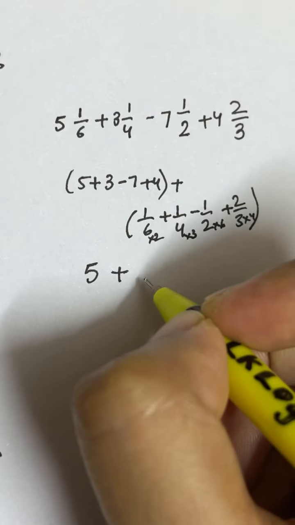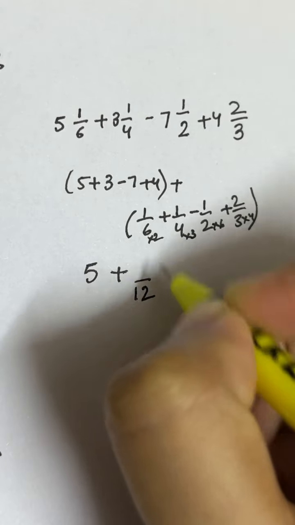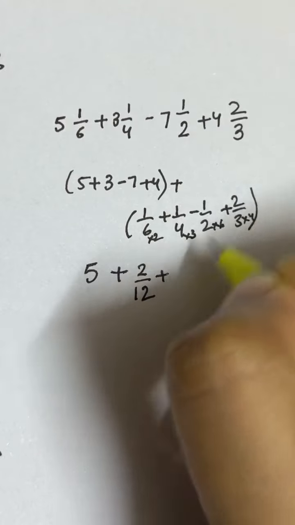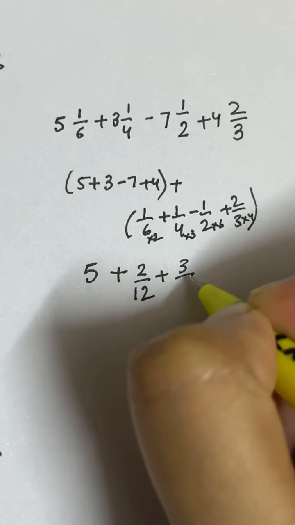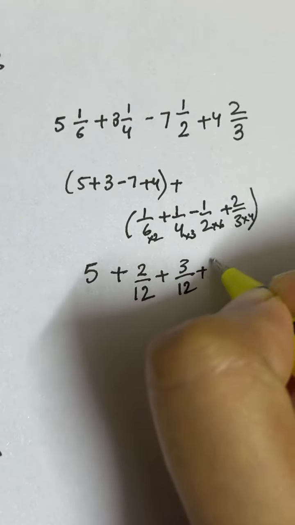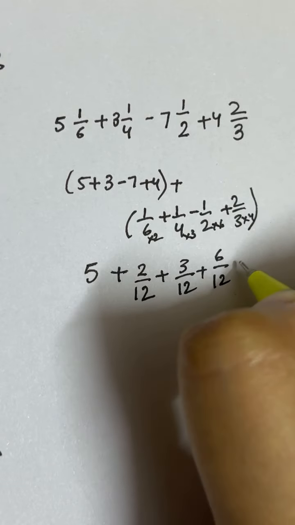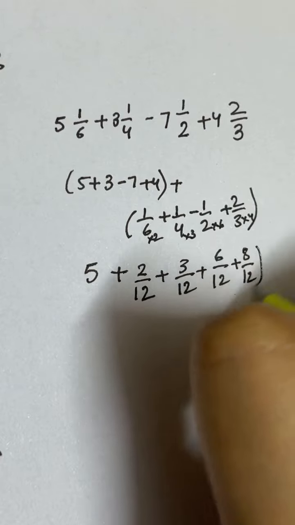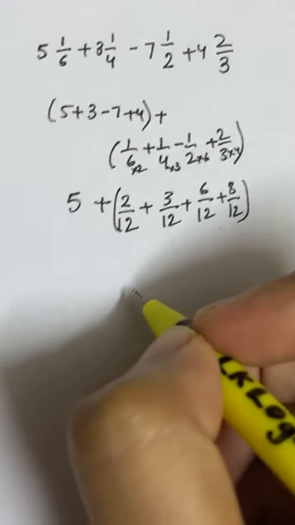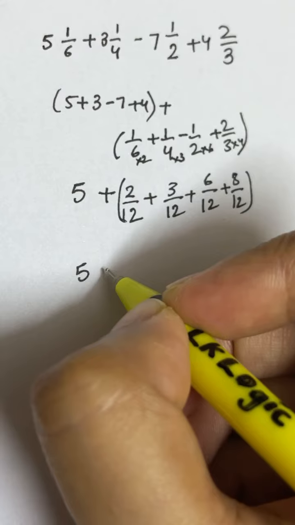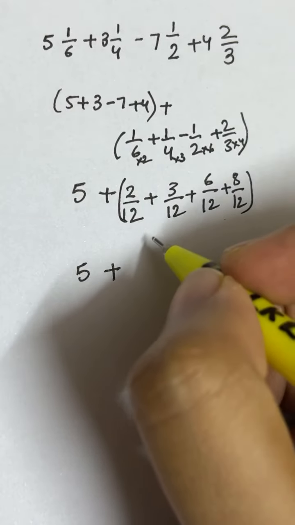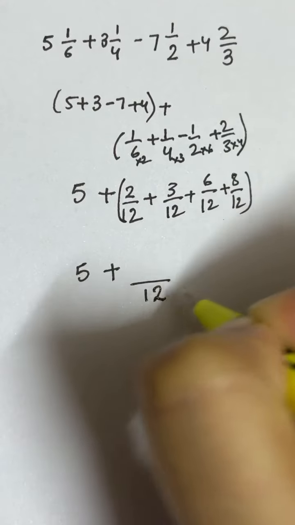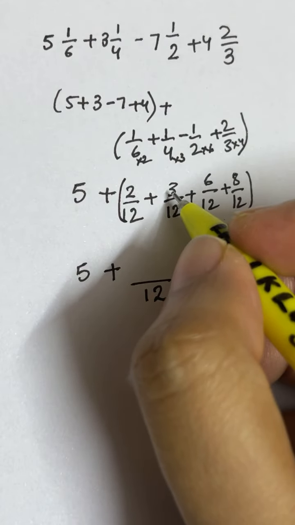Now all of them you have as 12s. So 6 times 2 is 12. So you have a numerator of 2. Here you have the numerator of 3 and down 12. Here you have 6 over 12. Here you have 8 over 12. So you have all these fractions. Now 5 plus what? Okay, your denominator is same, so I'm going to write that down. 2 plus 3 is 5.